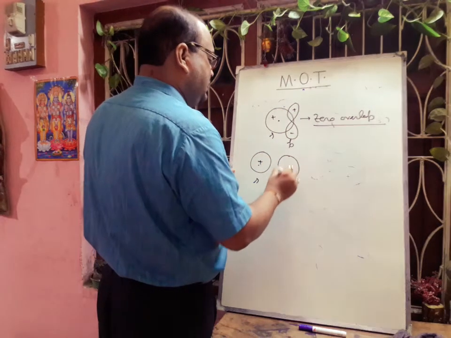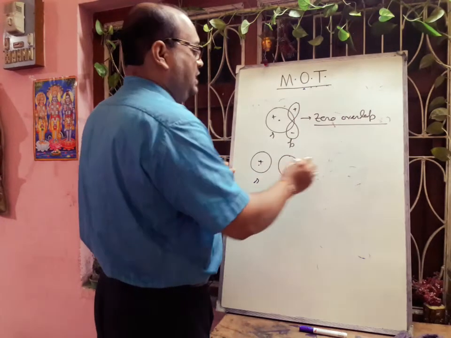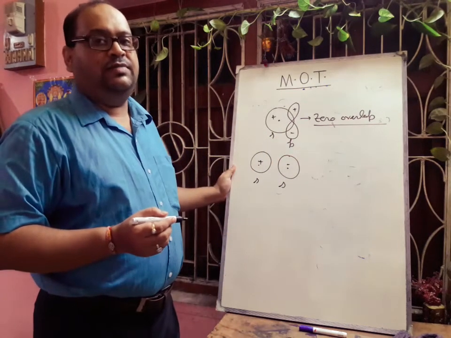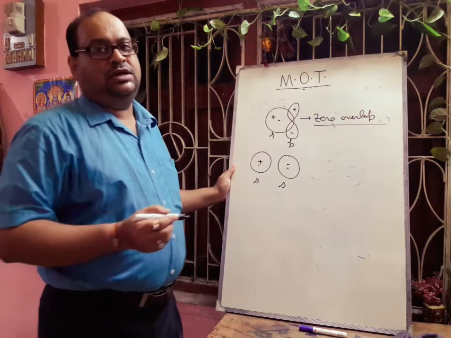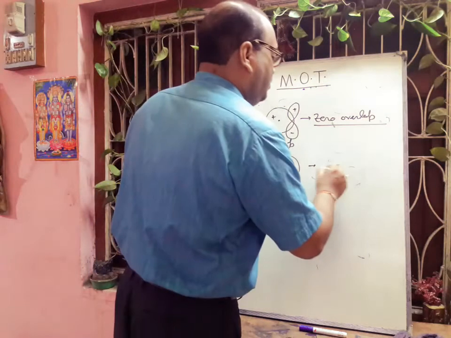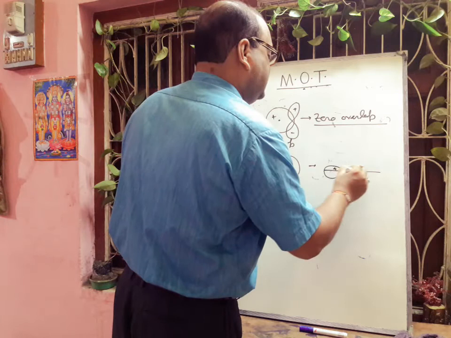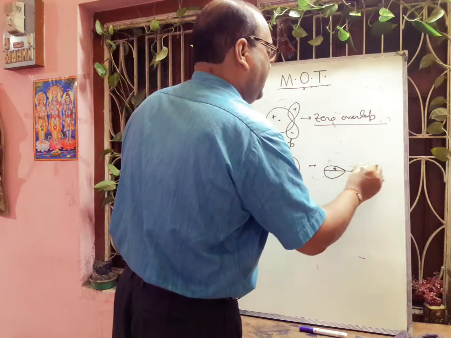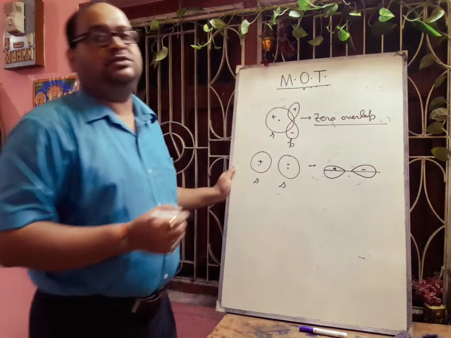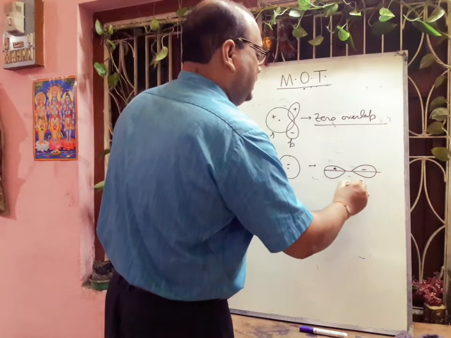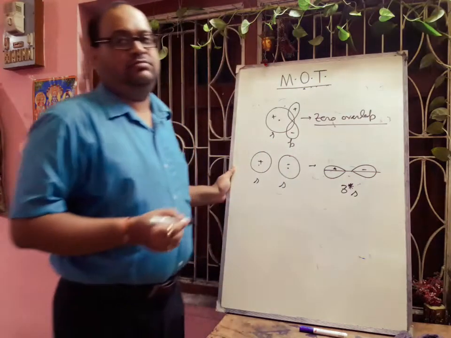Suppose there are two s orbitals, one we are taking plus and the other minus. Then definitely there will be no bonding, there will be severe repulsion. If you draw the internuclear axis, on one side there will be the plus and on the other side the minus, and this is called anti-bonding.